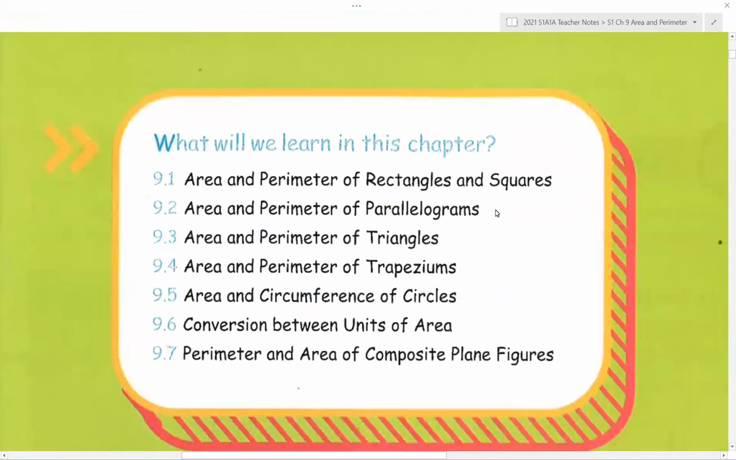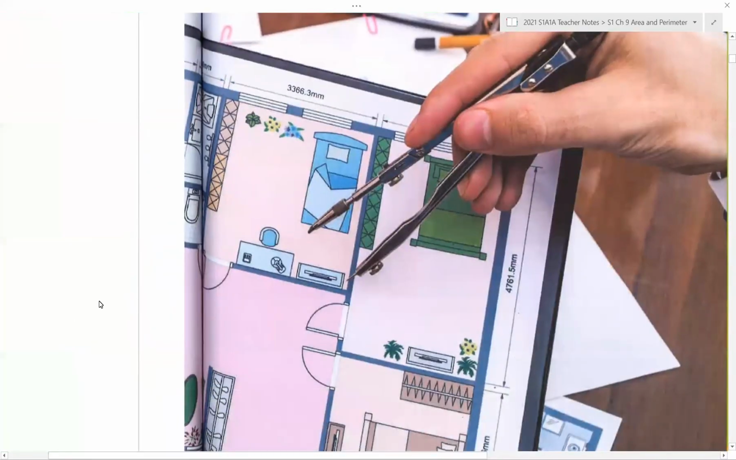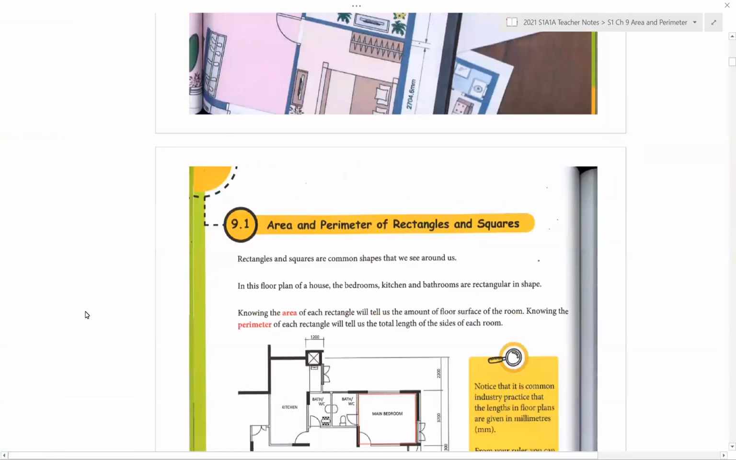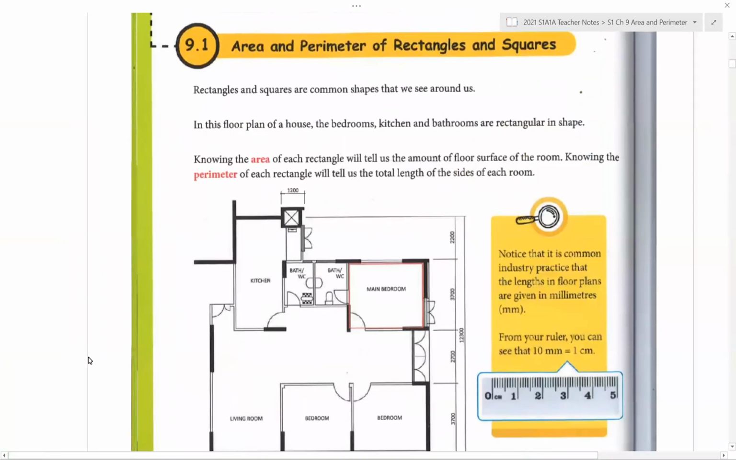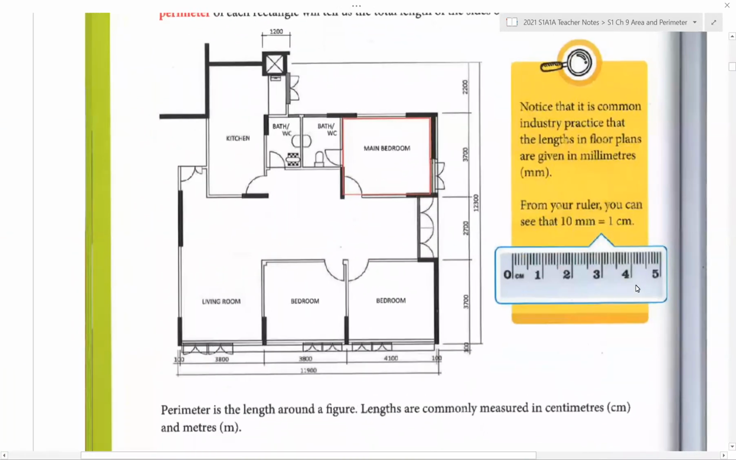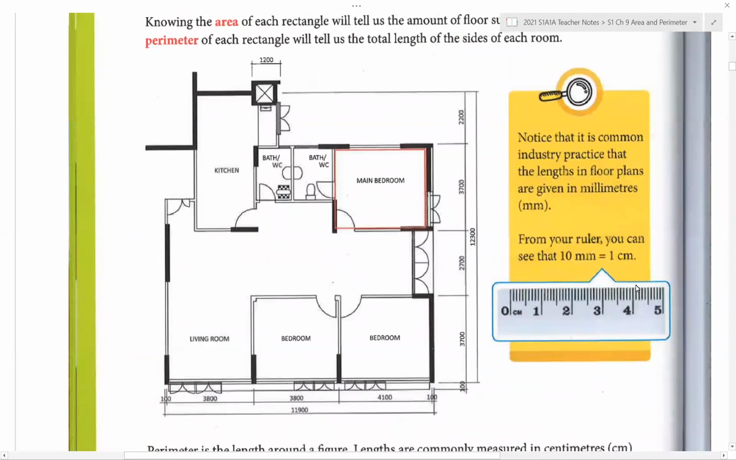Then we try and recap some of the things that we have learned in primary school also. By the way, this is an introduction to the topic. This is actually a floor plan. The floor plan shows how big the bedroom is, how small the toilet is, which is located next to each other, and so on. From here, we can tell the area of the house. We can tell the perimeter of each of the rooms if we need to.